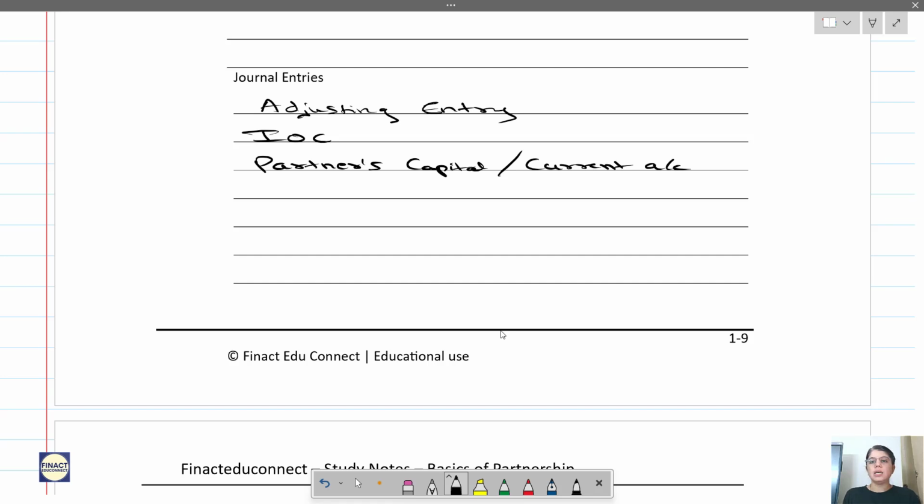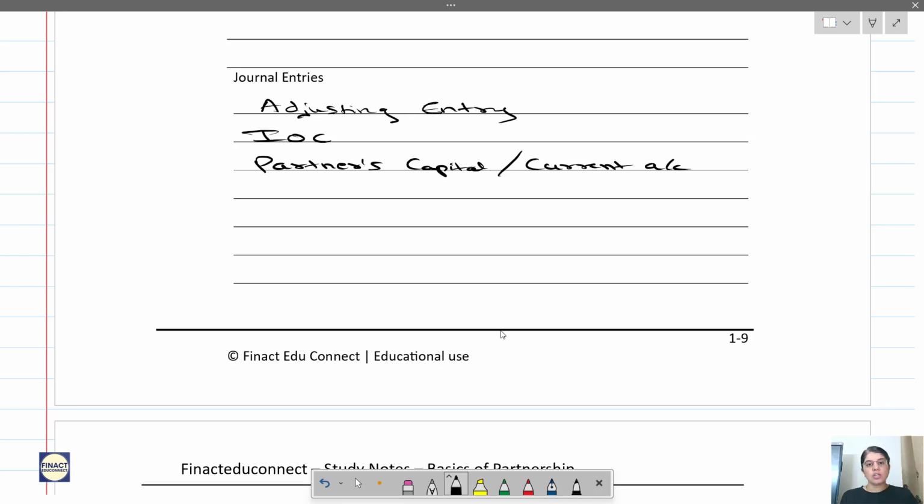Now what is a current account? We will learn about the current account later, but for now, for understanding a journal entry, understand that a current account is like a capital account only. You have to treat the current account like a capital account for the purpose of journal entry. Now what are the journal entry rules? In case of assets and expenses: increase debit, decrease credit. In case of liability and income: increase credit, decrease debit.